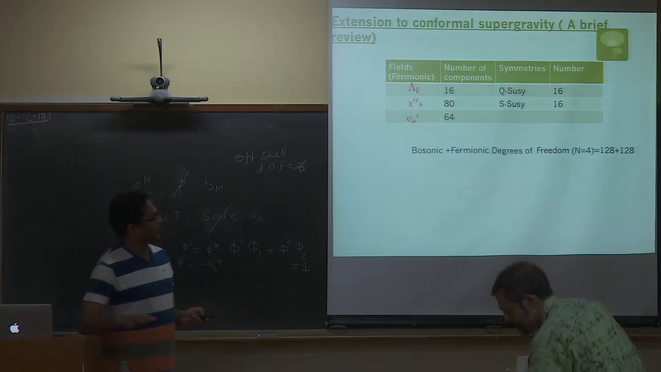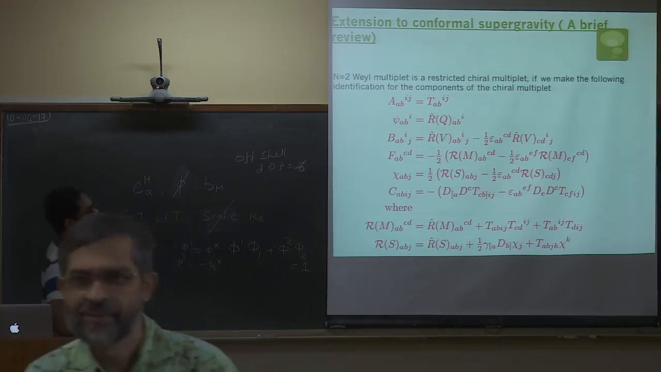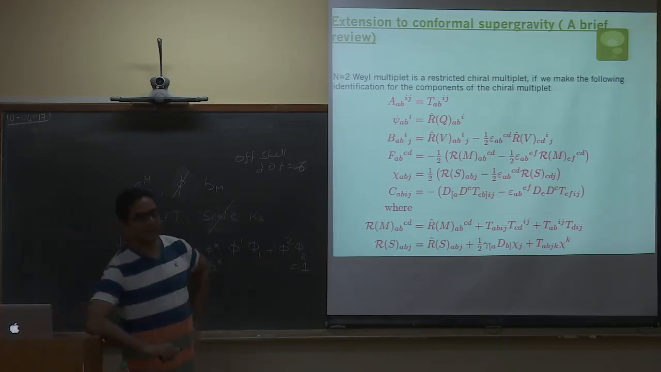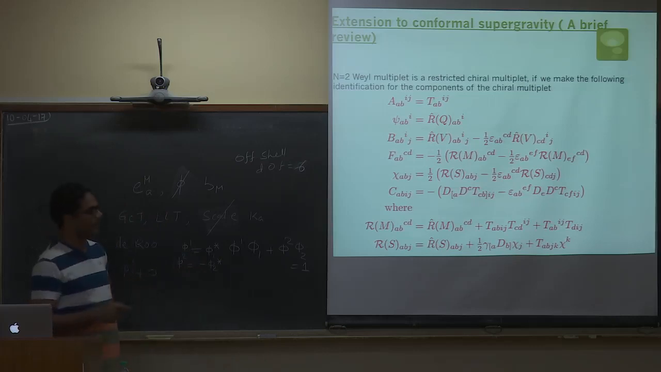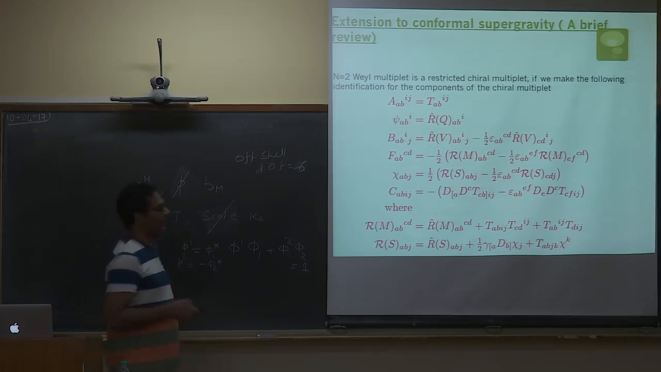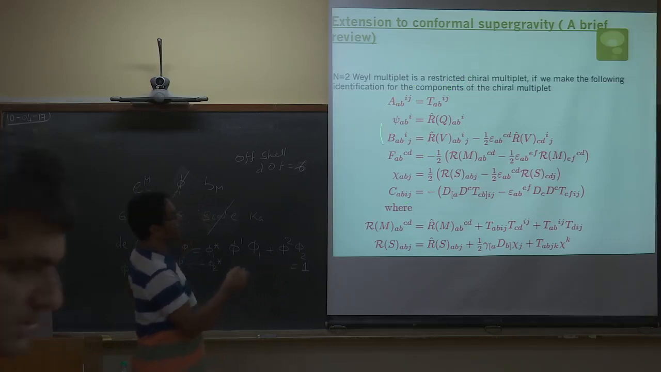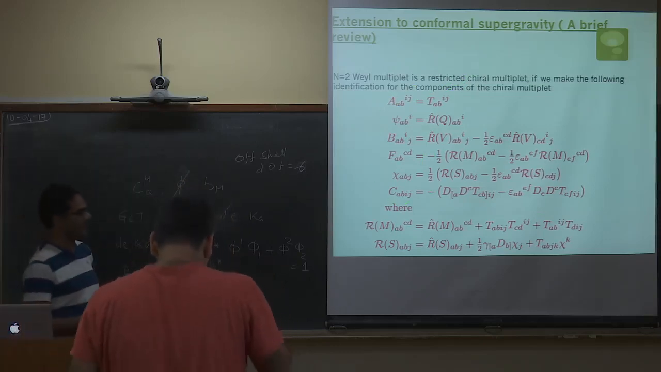Right. So this has this many fermionic and bosonic degrees of freedom. Okay. For N equal to 2, what I was saying is how to write down an invariant action: by writing down a chiral multiplet out of this N equal to 2 Weyl multiplet. So basically, if you write this down, this form A, psi, B, F, ij, and C. They form the components of a chiral multiplet. Okay, and they transform like these. One can check from the transformation rules of the Weyl multiplet that these objects actually transform like the components of the chiral multiplet.